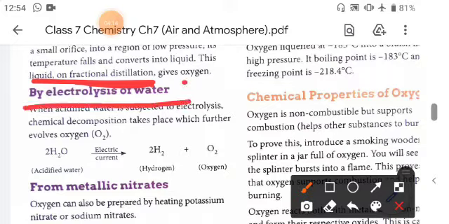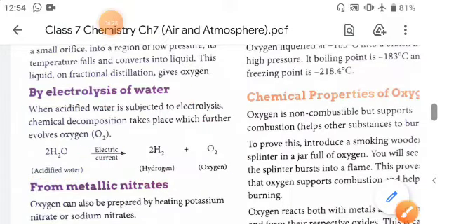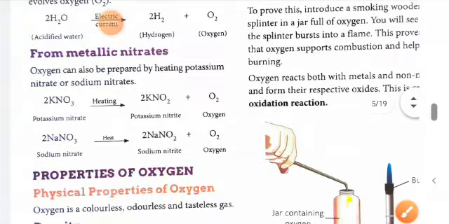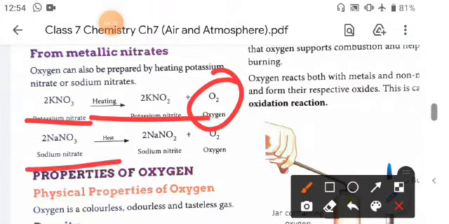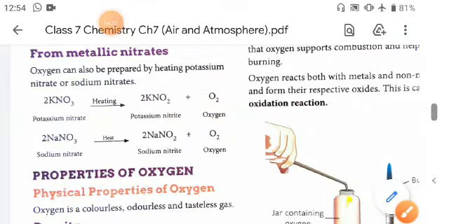By electrolysis of water, when electric current is passed through water, it gives hydrogen and oxygen molecules. And from metallic nitrates, potassium nitrate on heating gives oxygen gas, and sodium nitrate also gives oxygen gas.